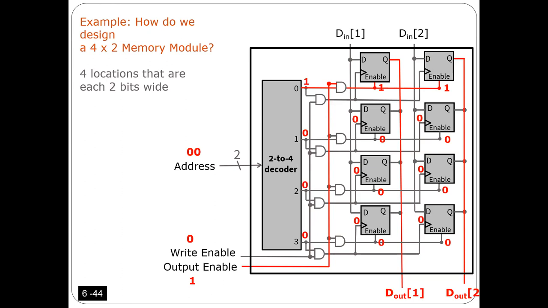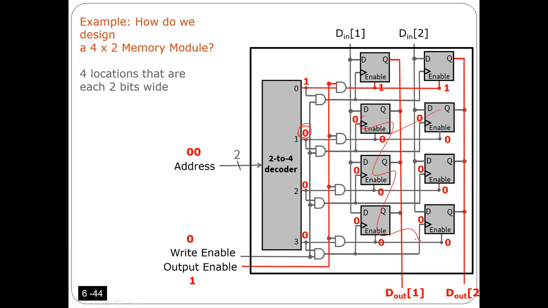Now, if write is zero, output is one. So what's gonna happen here? If you look at this AND gate here, okay? Forget these ones because this one's already zero, okay? Because of this zero here. This zero here is gonna make both zero everywhere for these ones, okay?